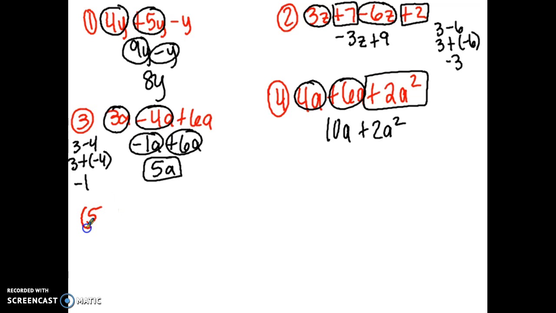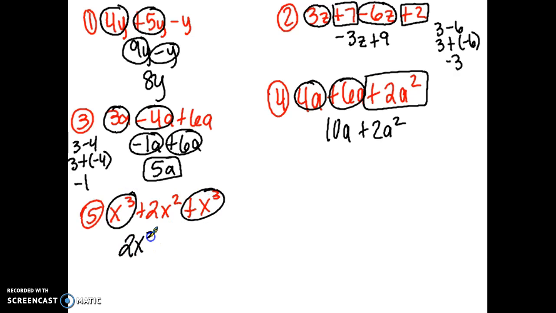Number 5, x cubed plus 2x squared plus x cubed. I can combine the x cubes. x cubed plus x cubed is 2x cubed. And then I bring down my 2x squared. 2x cubed plus 2x squared. Do not add the two of these together because they have different exponents. You cannot combine those.